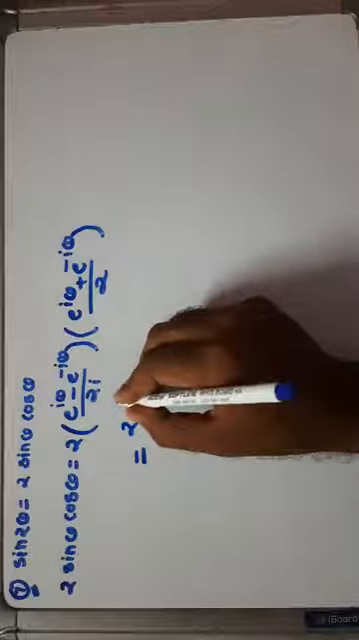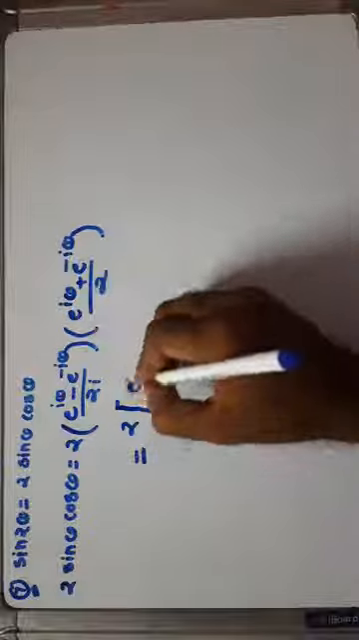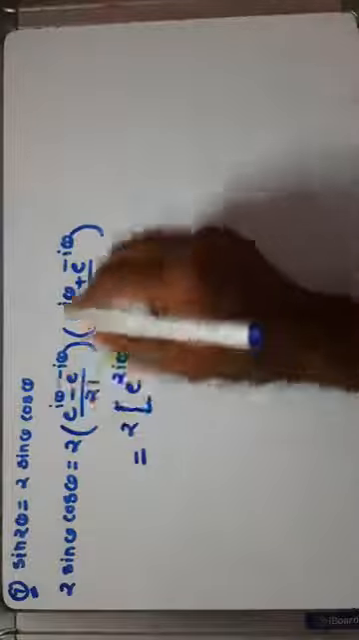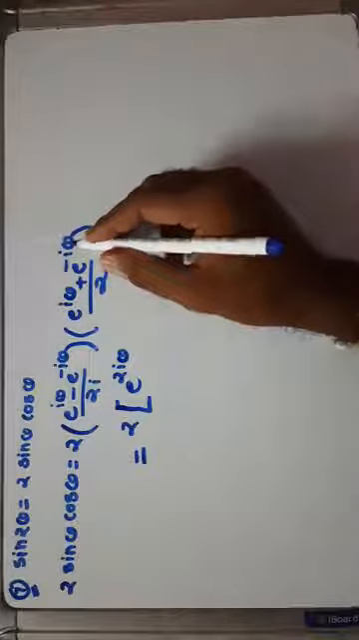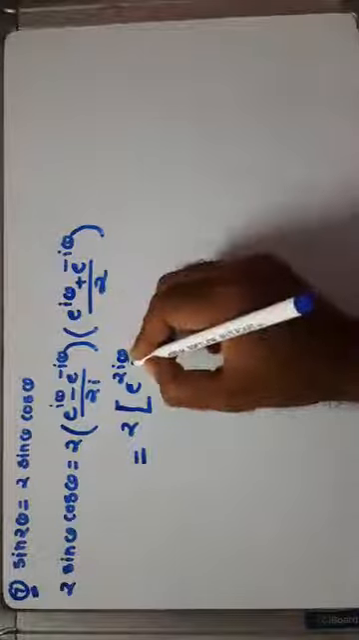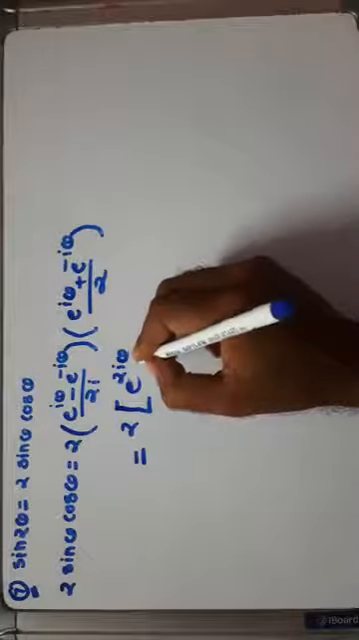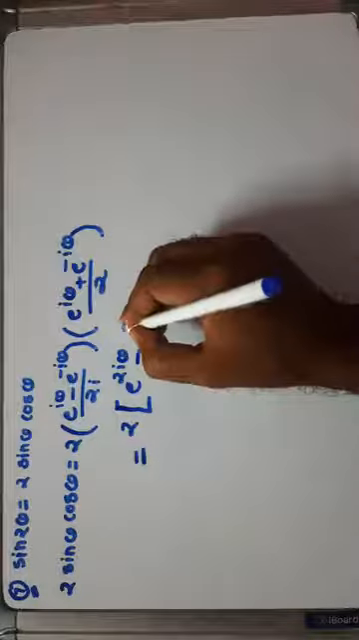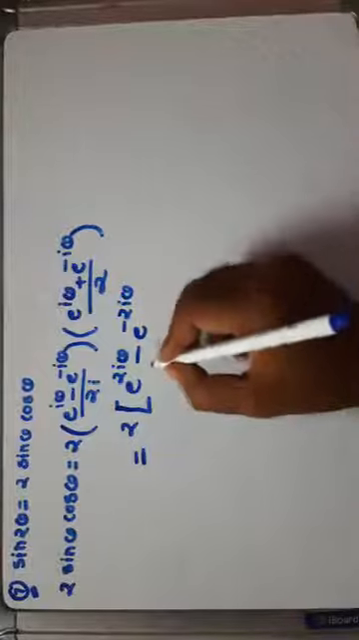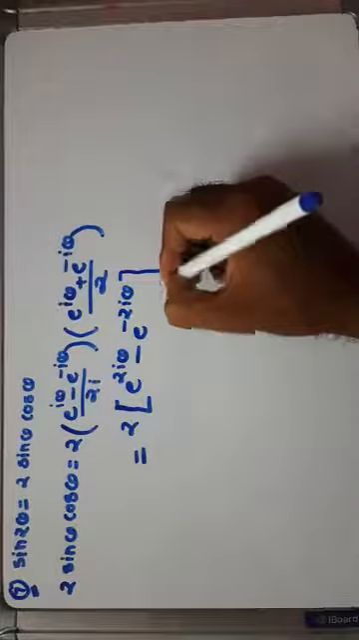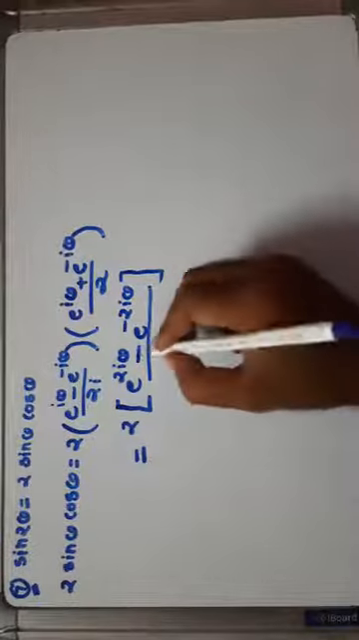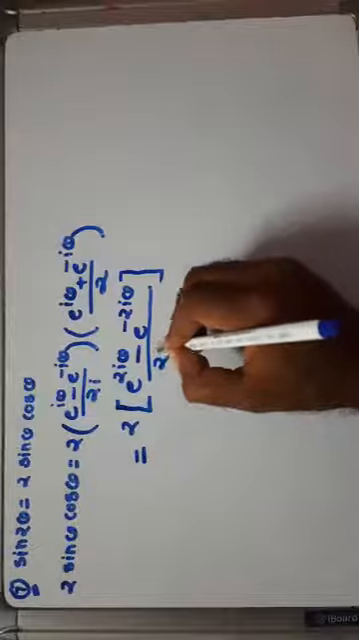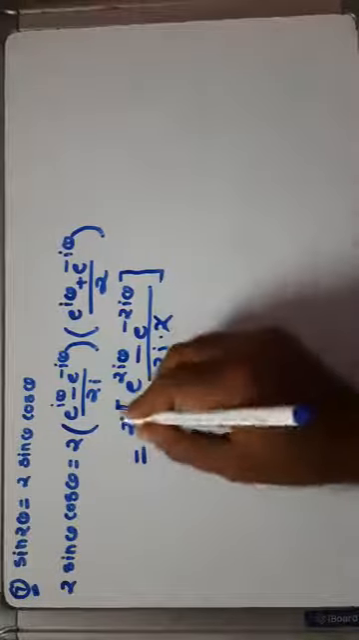in bracket, e raised to i theta times e raised to i theta means e raised to 2i theta, e raised to i theta times e raised to minus i theta gets 0, means 1, minus e raised to this and this e raised to minus 2i theta, right, divided by 4, 2i into 2, that 2 gets cancelled.